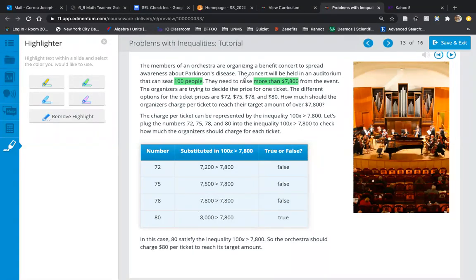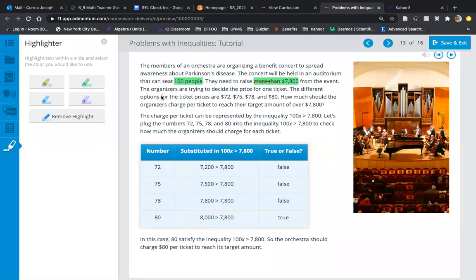If instead it said they need to raise $7,800, taking this part out, that means we're talking about an equation, right? That means that instead of the expression they give us here, 100x is greater than 7,800, I would have an equal sign. But because they say they need to raise more than that, that's a big key hint that you're going to need an inequality, right? Because they could raise $8,000, they could raise $10,000. They need any amount that's higher than that. They don't only need that amount. And when you're talking about math, those facts become really important, right?